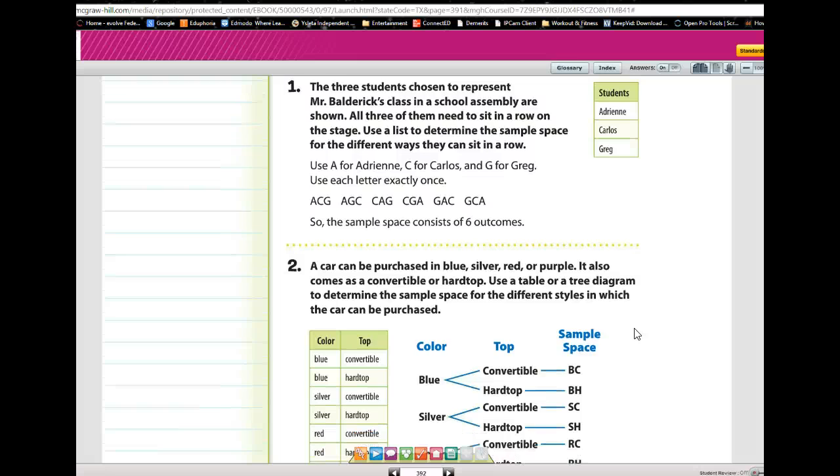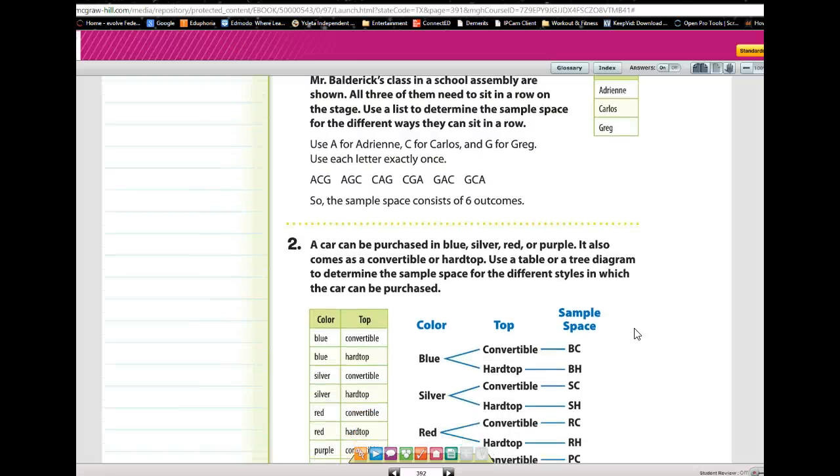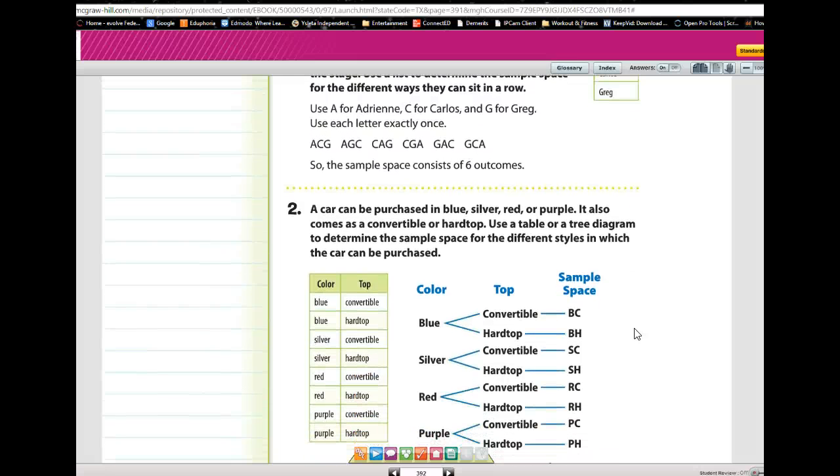A car can be purchased in blue, silver, red, or purple. It also comes as a convertible or hardtop. Use a table or a tree diagram to determine the sample space for the different styles in which the car can be purchased.